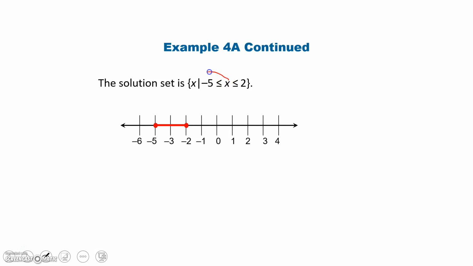And if x is greater than or equal to negative 5, so we include our point with a closed point, we're going to head in this direction. But if x is also less than or equal to negative 2, we're going to go back to the negative, and we end up with a small interval here, which is our solution set.